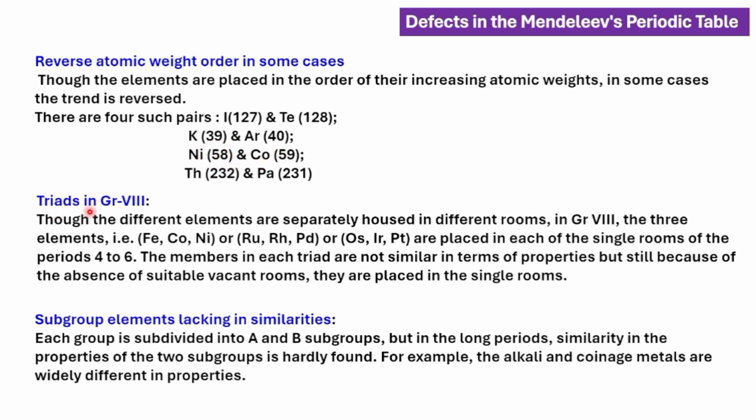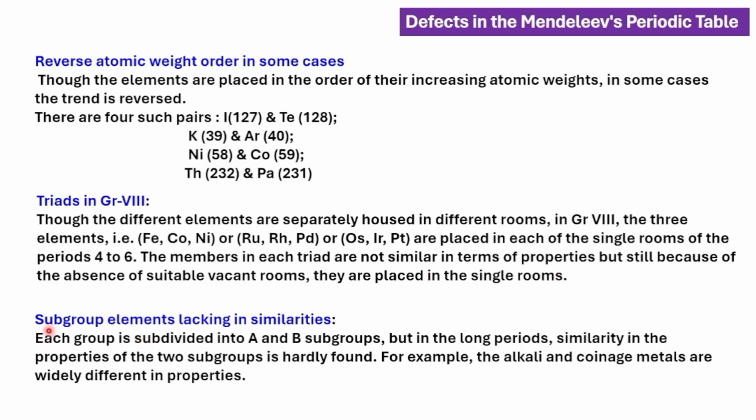Now, the next defect was triads in group 8. In group 8, there were 3 elements sharing the same space, right? Though different elements are separately housed in different rooms, in group 8 the 3 elements, that is iron, cobalt, nickel, and in the next period ruthenium, rhodium, palladium, and in the other period osmium, iridium, platinum, were placed in each of the single rooms of periods 4 to 6. The members in each triad are not similar in terms of properties, but still, because of the absence of suitable vacant rooms, they were placed in single rooms.